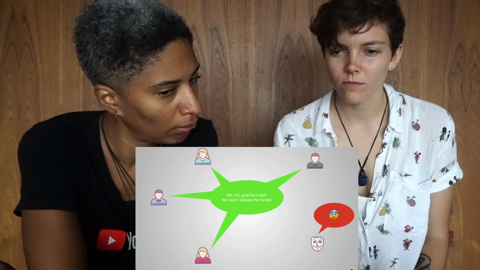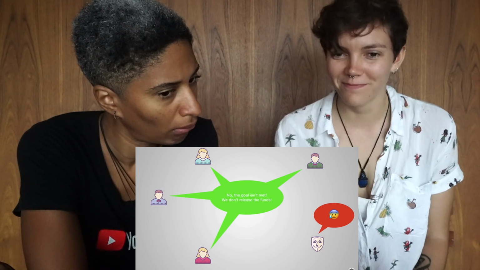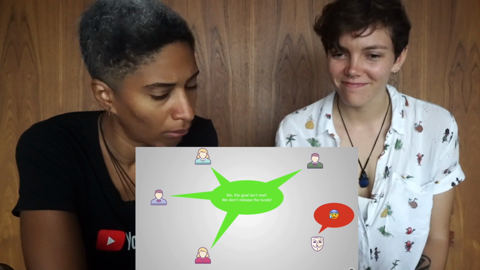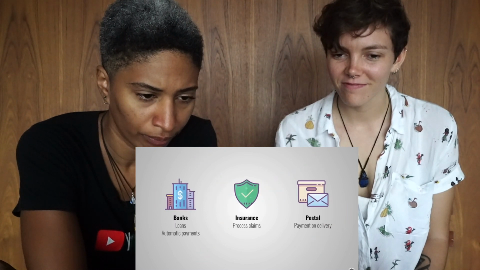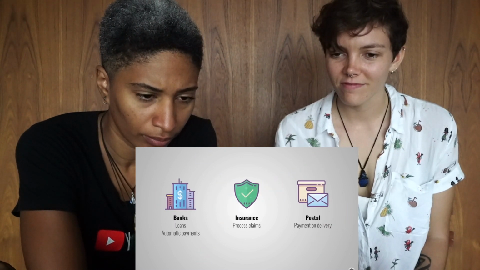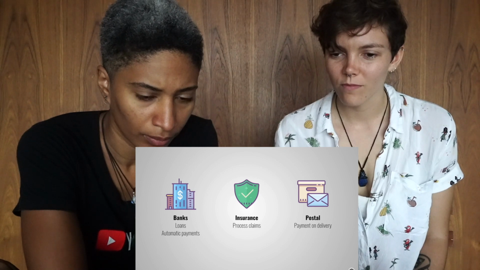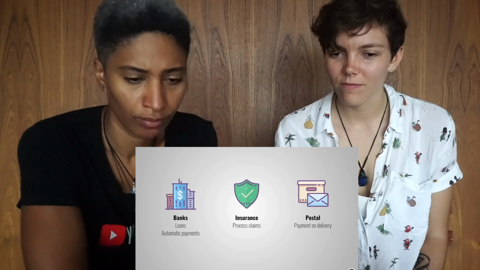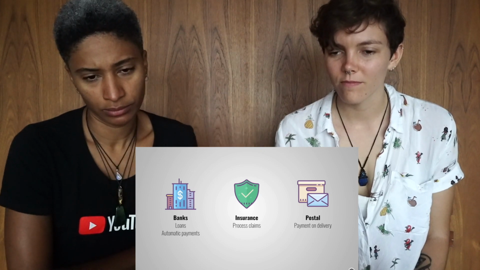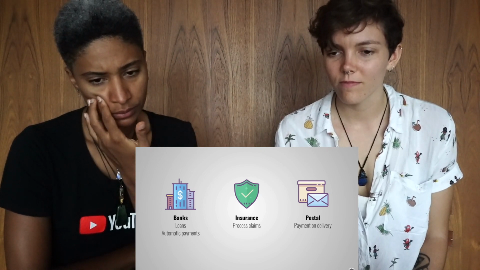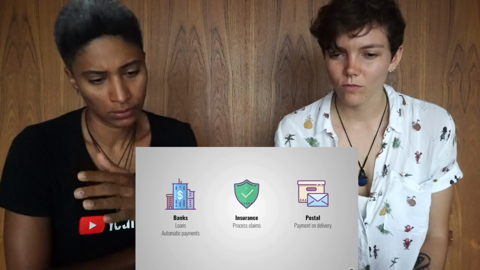Almost? Smart contracts can be applied to many different things, not just crowdfunding. Banks, for example, could use it to issue loans or to offer automatic payments. Insurance companies could use it to process certain claims, and postal companies could use it for payment on delivery, and so on and so on. So now you might wonder, where and how can I use smart contracts?